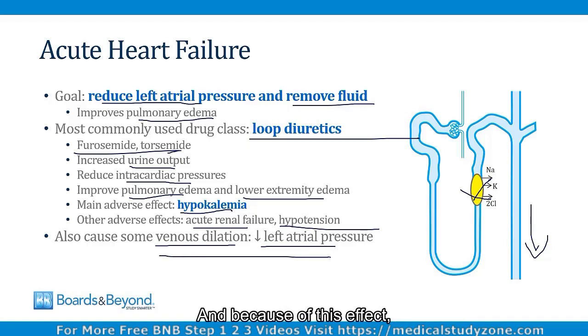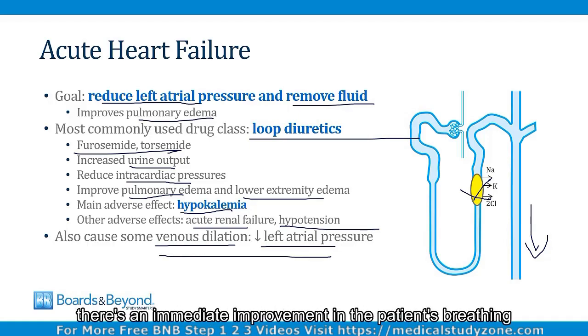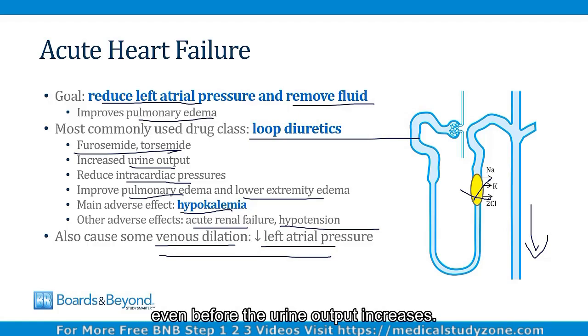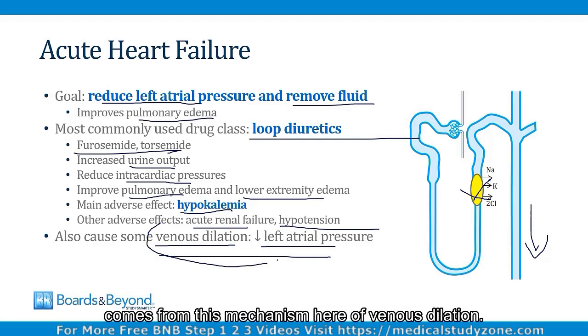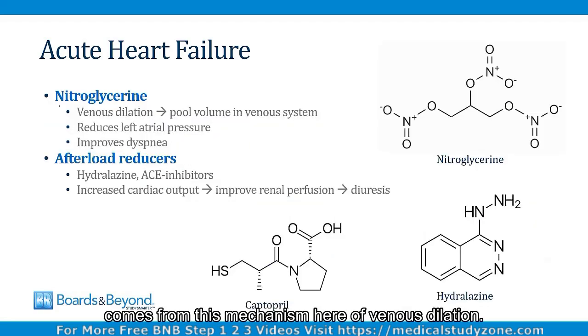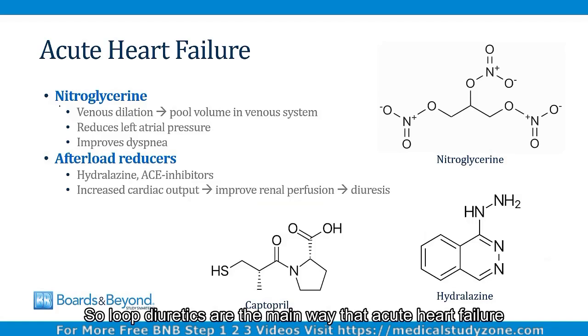And because of this effect, when you administer loop diuretics, there's an immediate improvement in the patient's breathing even before the urine output increases. Eventually the urine output will pick up, and that's going to help the patient's symptoms, but the immediate relief of symptoms comes from this mechanism of venous dilation. So loop diuretics are the main way that acute heart failure is treated.